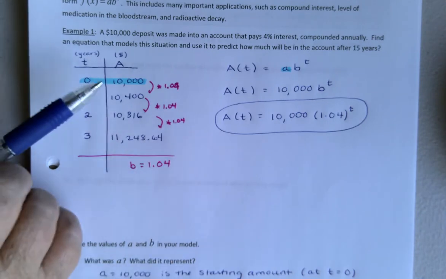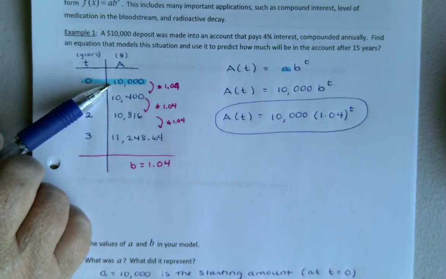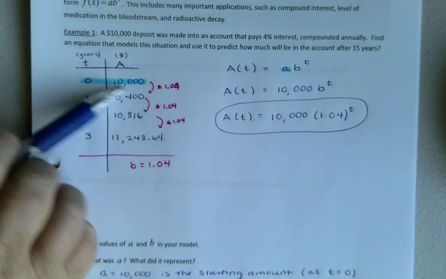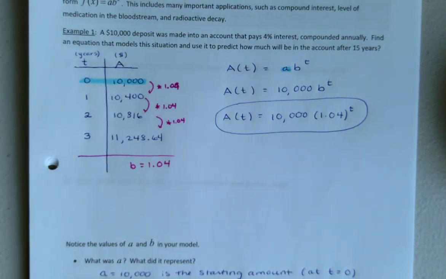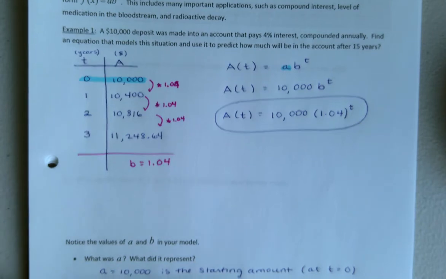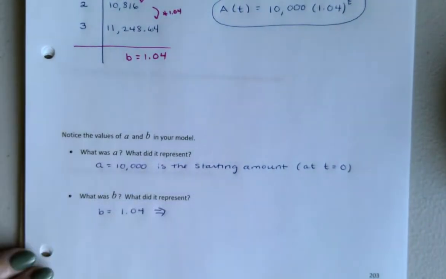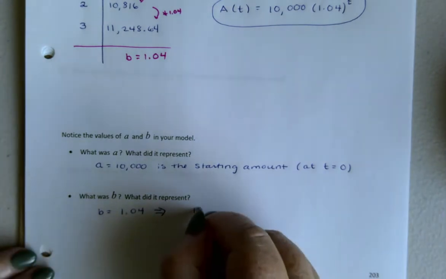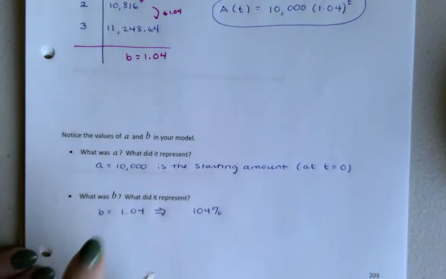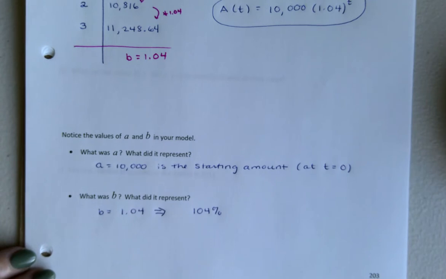Well, the 1 actually represents the fact that I get to keep 100% of my money that I had the year before, plus I get an extra 4%. So I actually have 104% of what I had last year. So when I think about that b, think about it as a percent. If you move the decimal 2 over, right, 1.04 becomes 104%.